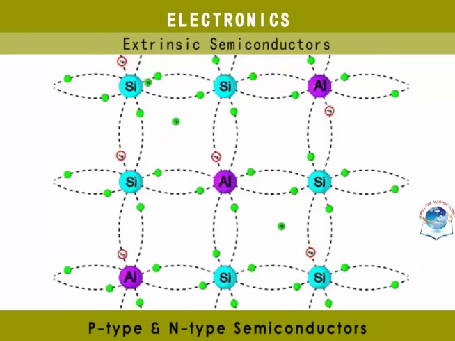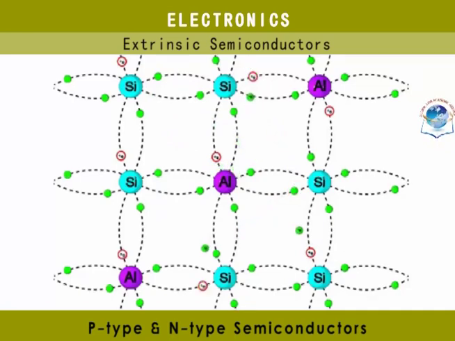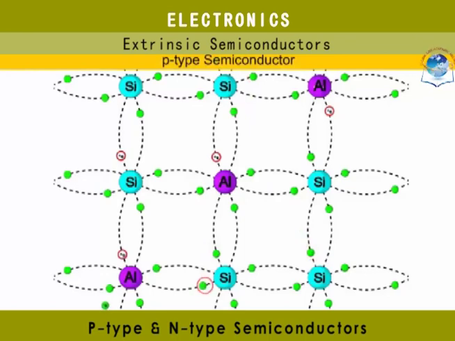So the positively charged holes act as the majority charge carriers in such a semiconductor doped with a trivalent dopant. Such an extrinsic semiconductor is called a p-type extrinsic semiconductor. Despite the difference in the number of holes and electrons, the p-type semiconductor remains neutral.